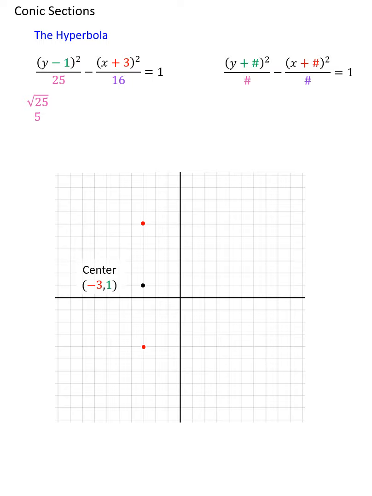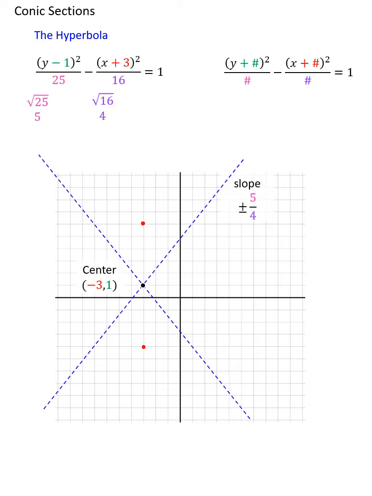And if we then radical the second denominator and take the ratio of those radicals, we will have the plus or minus slope of the two asymptotes. So what I'm going to do now is draw two lines through the center, one with a slope of 5/4 and one with a slope of -5/4.